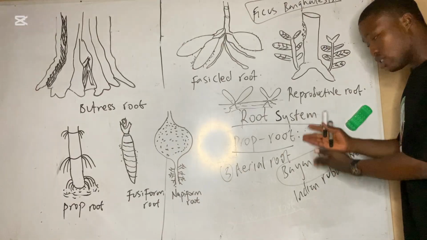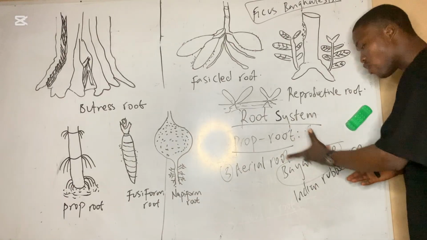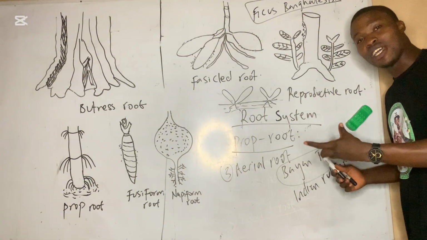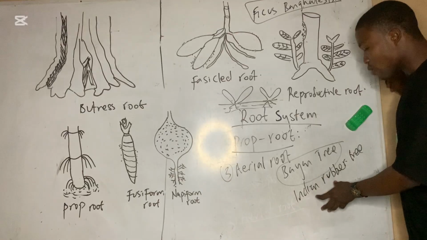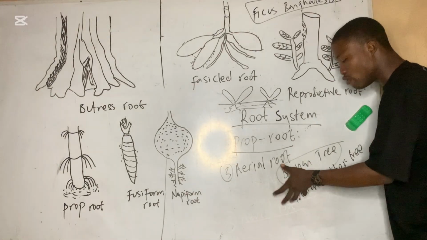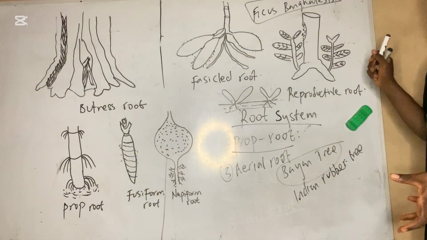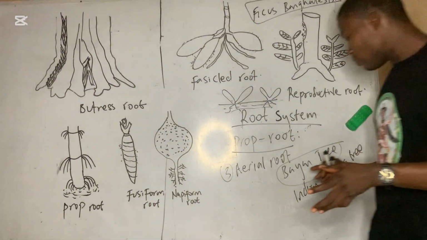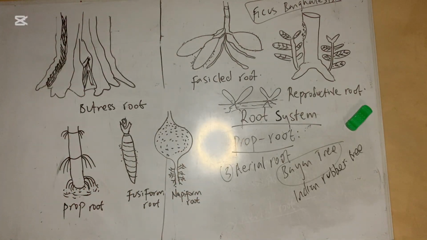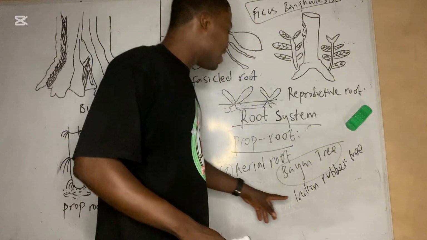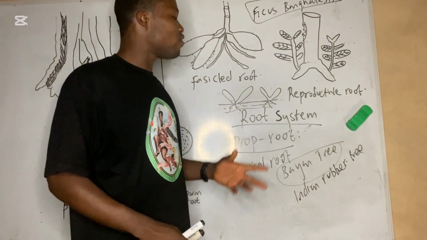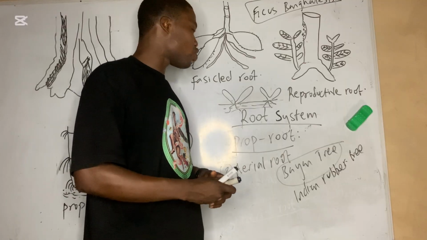The types of prop roots now. Aerial roots for anchorage: banyan tree. Aerial roots formed by droppings of seeds by birds and other animals: Indian rubber tree. But the basic thing is that the aerial prop roots of the Indian rubber tree and the banyan tree are both used. They both support the branches. If you look at them, they also act as support for branches.